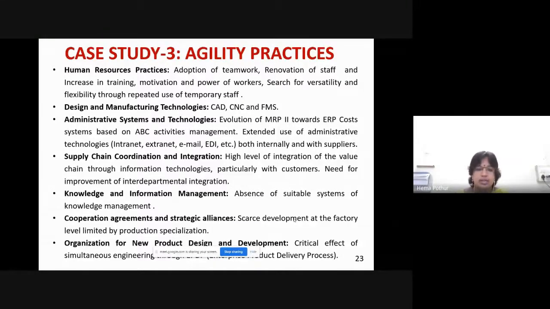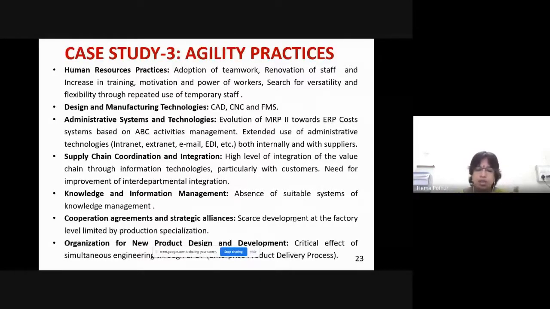What is the need of improvement? If there is any specific need of the customer, that need of improvement of interdepartmental integration has also been done. And some information: absence of suitable knowledge-based management systems. This is not available with this particular industry. And scarce development at the factory level. Yes, it's because it's a fixed type of layout that is there. It works on batch production. It has a fixed production line. And on that, you cannot have a much higher increase.